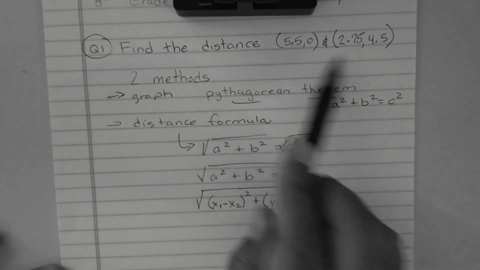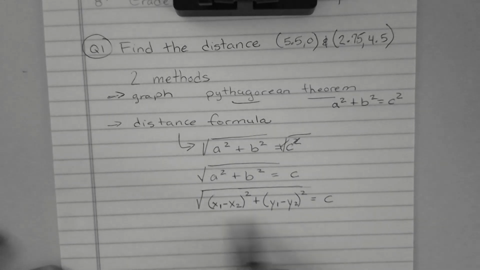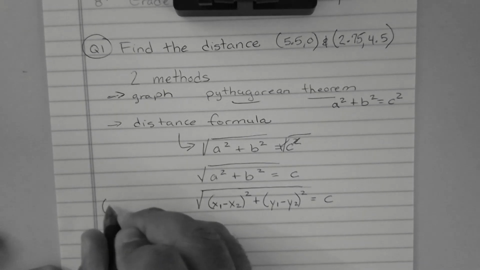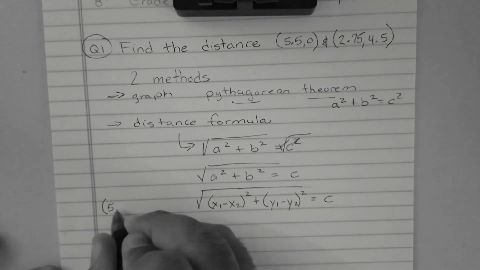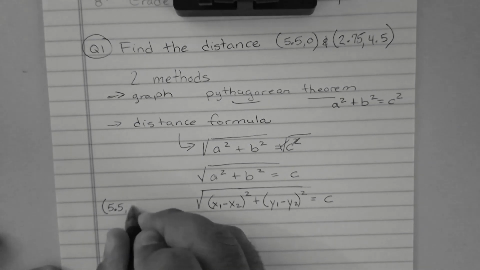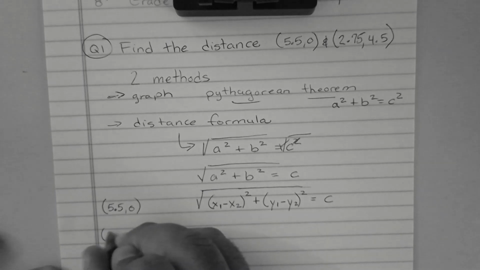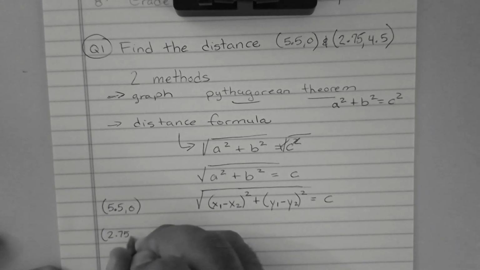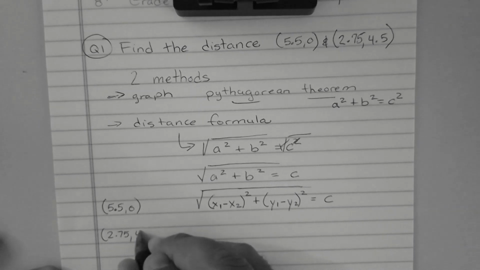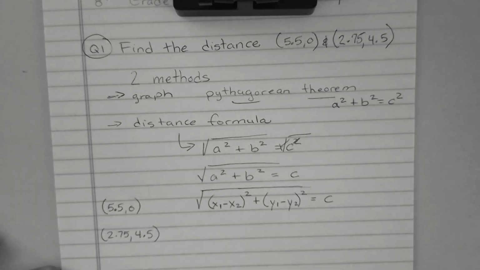Now we're going to apply it. These 2 points over here we're going to use. So the first point is what? 5.5. First thing I want you guys to do is, when you have your point 5.5 comma 0, and your next point is 2.75 comma 4.5.